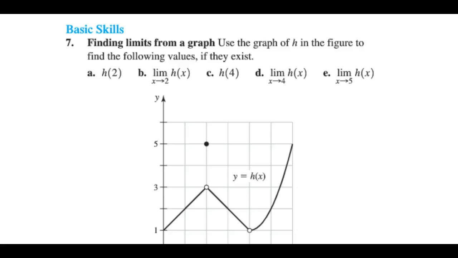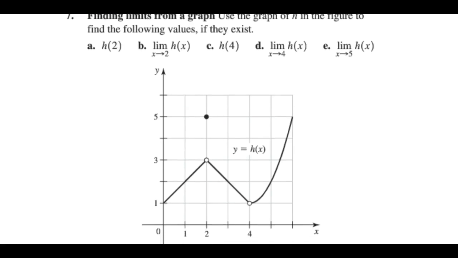Here are some problems from your book. I hope you've downloaded the PDF file so you can work along or work ahead for some of these skills. This says evaluate the function at 2. In this case, it's 5. The limit as it approaches from the left and the right is a 3.